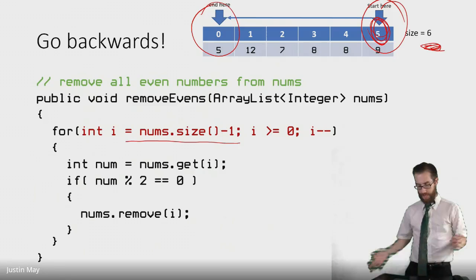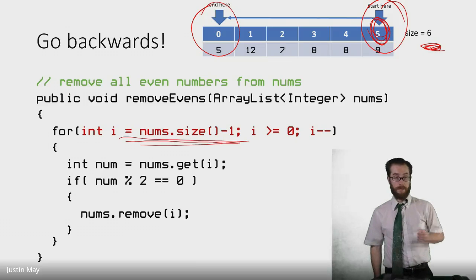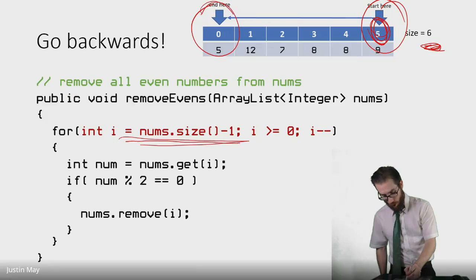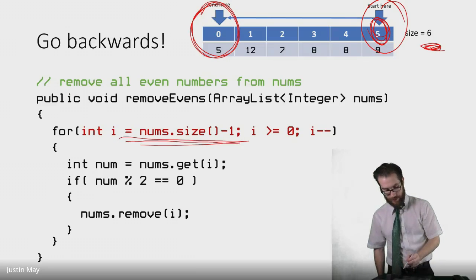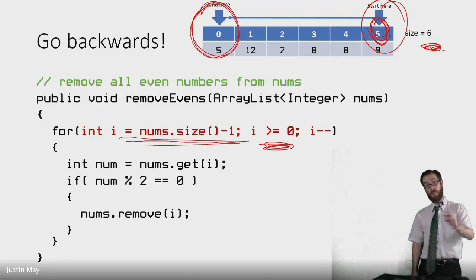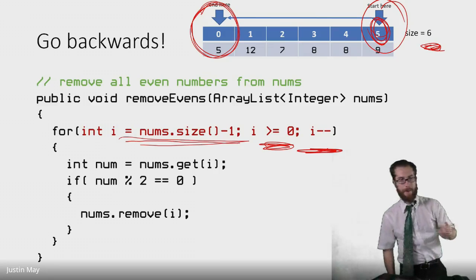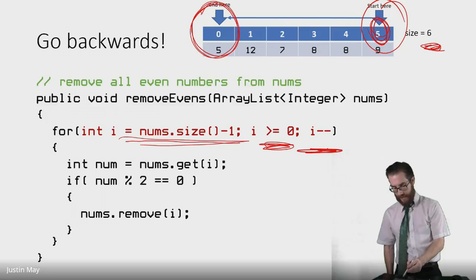We initialize at nums.size minus 1, because if our size is 6, 6 minus 1 is 5, and 5 is the first index we want to start at. So that's always the case. If you're looping backwards to start at the last one, it's the size minus 1. We want to go all the way backwards, so we want to loop as long as I is greater than or equal to 0. Okay, you got to remember that equal to part. That's important. We want to include 0. And then we do I minus minus. The most common thing to forget when you're looping backwards is the minus minus.